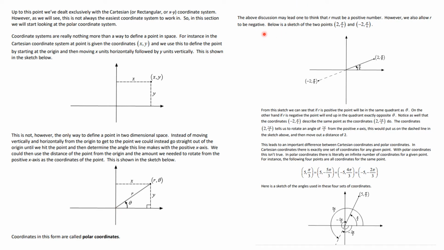The above discussion may lead one to think that r must be a positive number. However, we also allow r to be negative. Below is a sketch of 2 points, 2 comma pi over 6 and minus 2 comma pi over 6. And I tell my students to think about the car is pointing in the direction of theta. So the car is pointing in the direction of pi over 6. But your car has a forward gear. It also has reverse. So even though the front of your car is pointing in a direction of pi over 6, you could have it in a forward gear or a reverse gear, and you would land at different points. Now these two are different points, but what I want you to realize is that r can be negative.